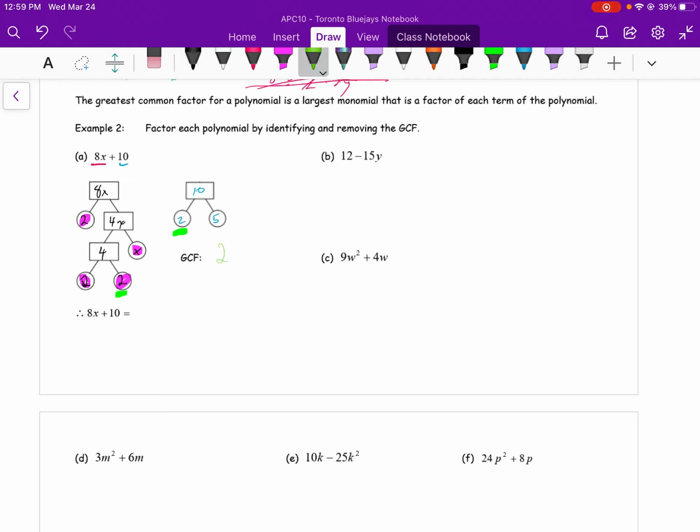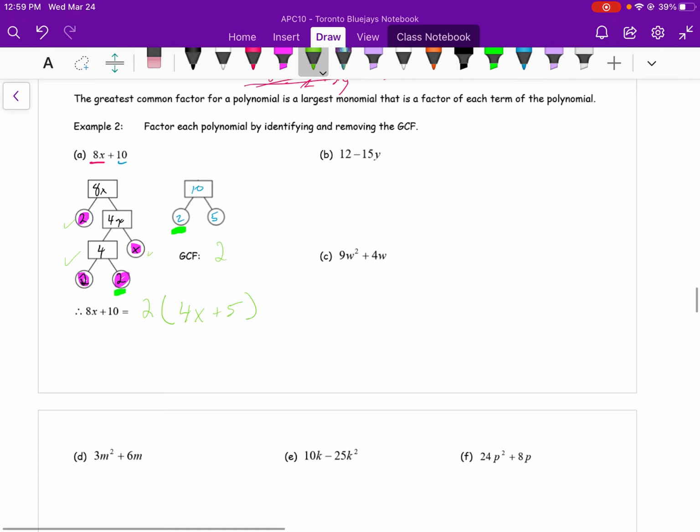And I can conclude that 8x plus 10 is 2 times something. So I'm going to remove the GCF. 2 times what gives me 8x plus 10? Well, that is going to be 4x plus 5. Now, why is it 4x? Because it's 2 times 2 times x is what's left in the first term, and then 5 is just left over in the second term. Furthermore, remember, what quantities multiply together to give you 8x plus 10? If you multiply these out, what you should get is where you started from.